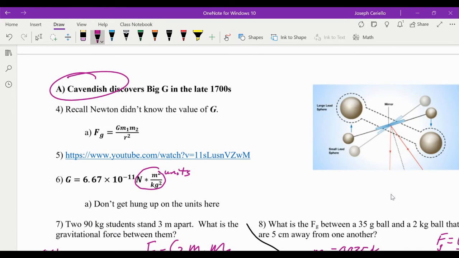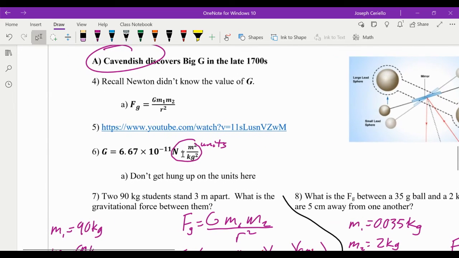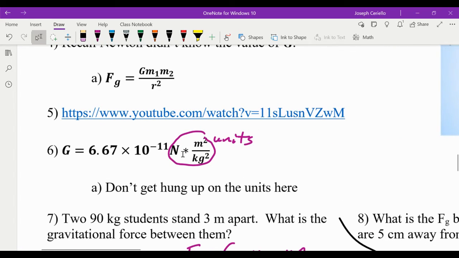So we spoke about the Cavendish experiment. Henry Cavendish is the one who figured out and quantified big G. These are the units for big G. It is on your reference table. Newtons times meters squared per kilogram squared. Those are just the units. You don't plug anything into those. They're just the units. Okay?